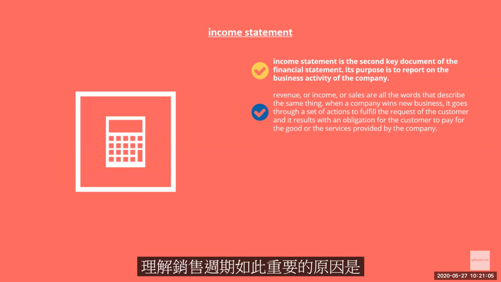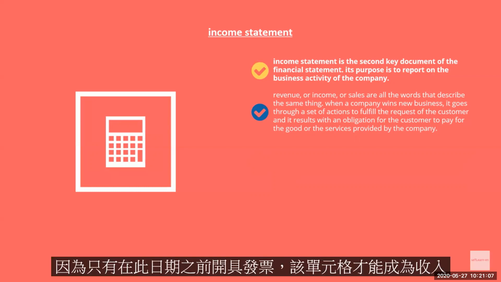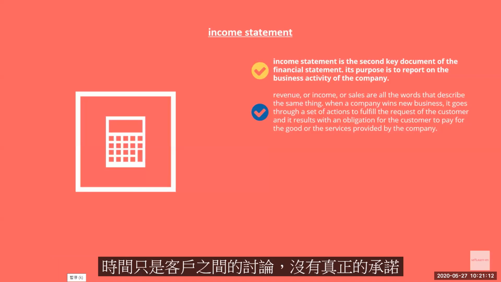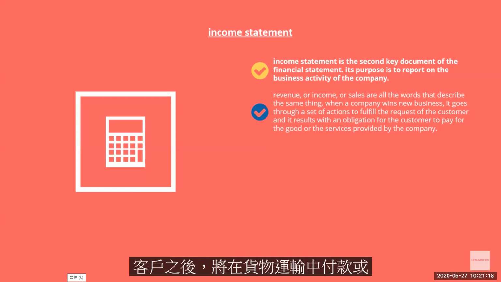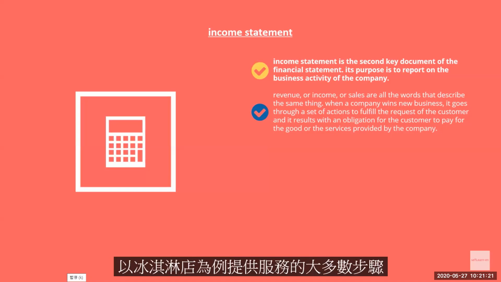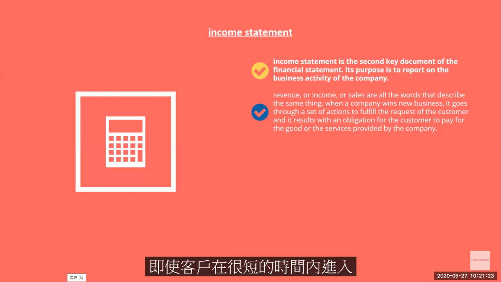The reason it is so important to understand the cycle of a sale is because that sale becomes revenue only when the invoice is issued. Before that time, it's just a discussion between the company and the customer and there is no true commitment. Once the invoice is issued, there's a formal agreement between the company and the customer, which will be followed by a payment and the shipment of goods or rendering of service.